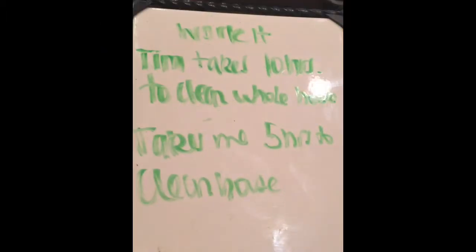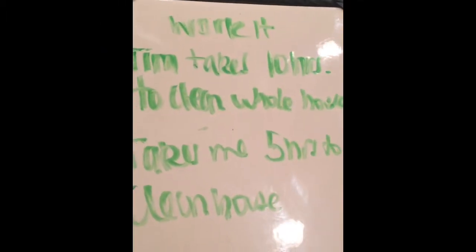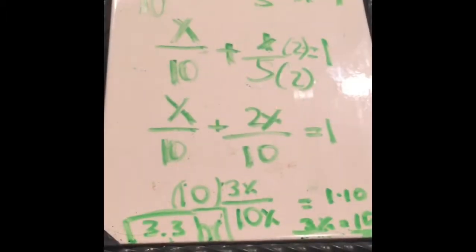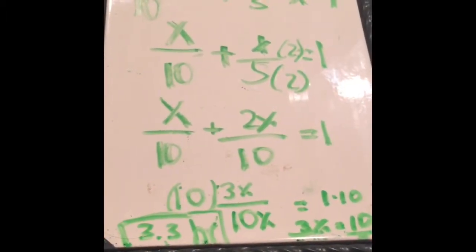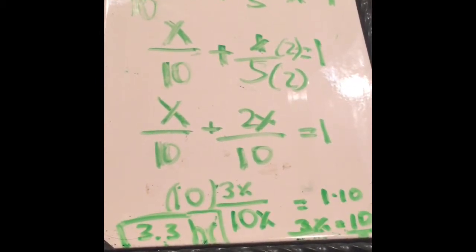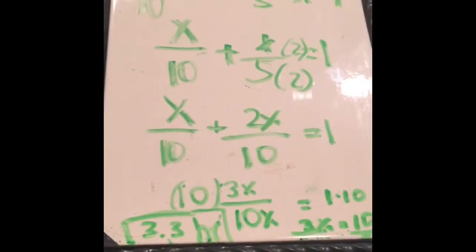It takes Tim 10 hours to clean the whole house, and it takes me 5 hours to clean the whole house. The way this equation is set up is you put x over 10, because that stands for 10 hours, and then plus x over 5, which are my hours, and then you're going to multiply the right side by 2 and then the left side by x.